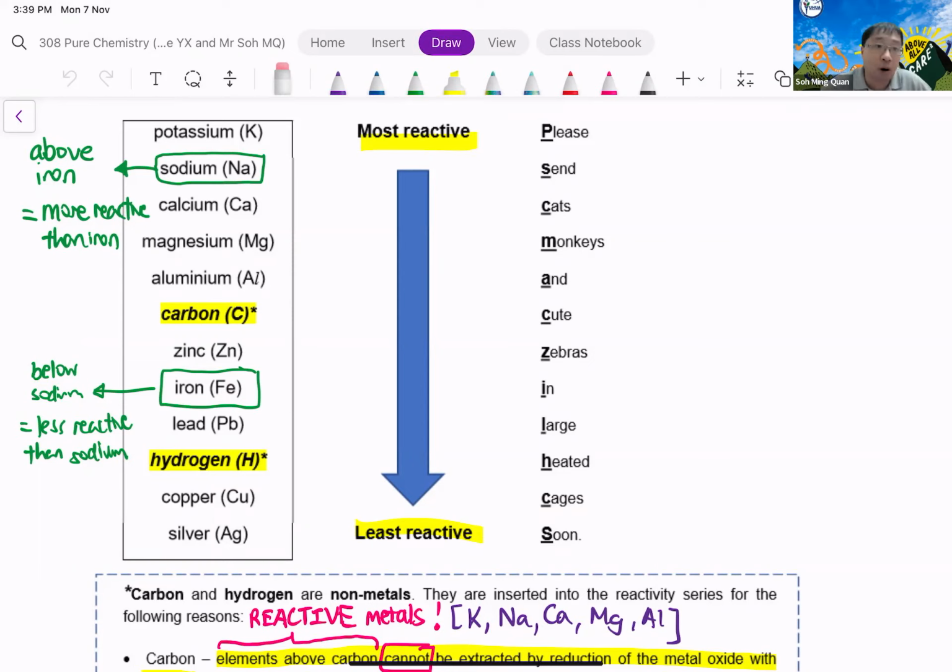How do you remember this order of metals? Well, there's an acronym, right? P, sand, cat, monkey, and cute zebras in large heated cages soon. So potassium, sodium, calcium, magnesium, aluminium, carbon, zinc, iron, lead, hydrogen, copper, silver. Now, this is the bare minimum. You need to remember this series. You have to remember it. And this series will also be important later on when we do electrolysis. So please spend some time to memorize this series.